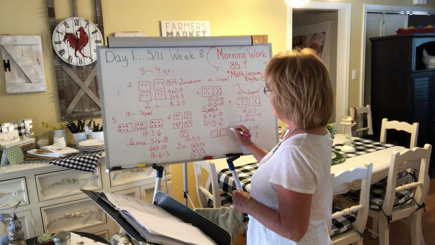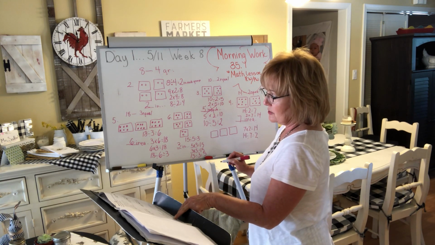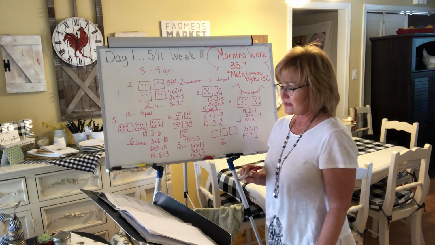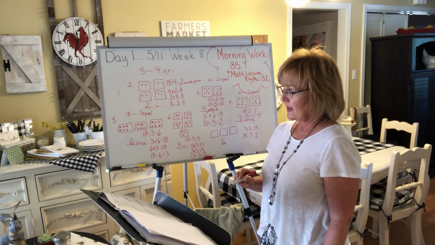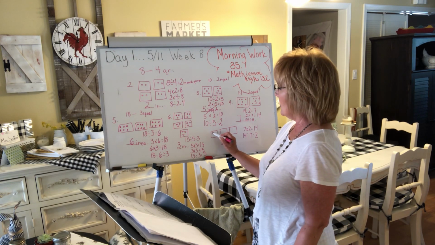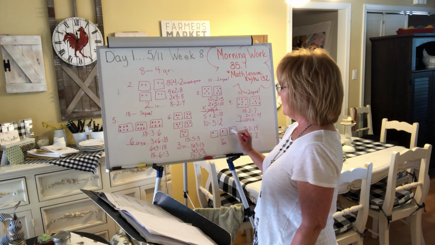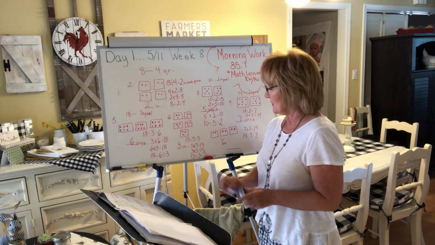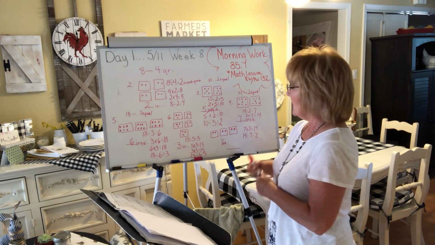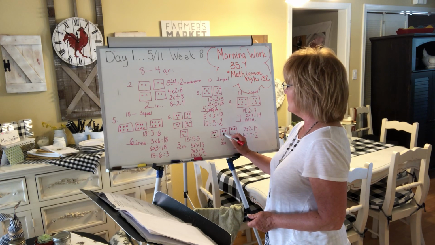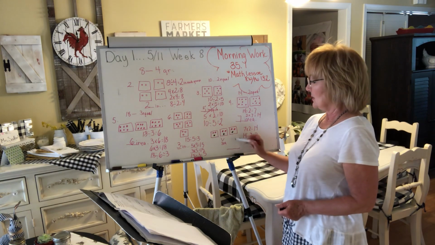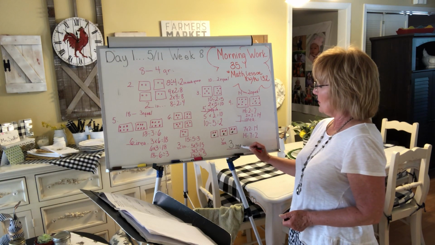1, 2, 3. He wants to have 3 meatballs in each, but he only has 6 meatballs. So let's see how many more meatballs he needs. I've got 1, 2, 3, 4, 5, 6. 6 meatballs. Does he have 3 meatballs in each? No, he doesn't. In order to have 3 meatballs, how many more meatballs does he need? 1, 2, 3. He needs 3 more.